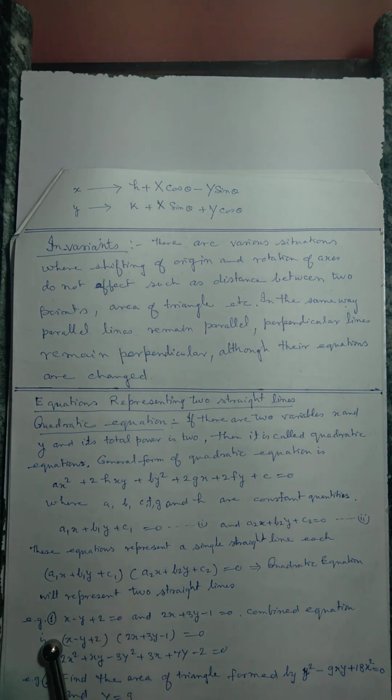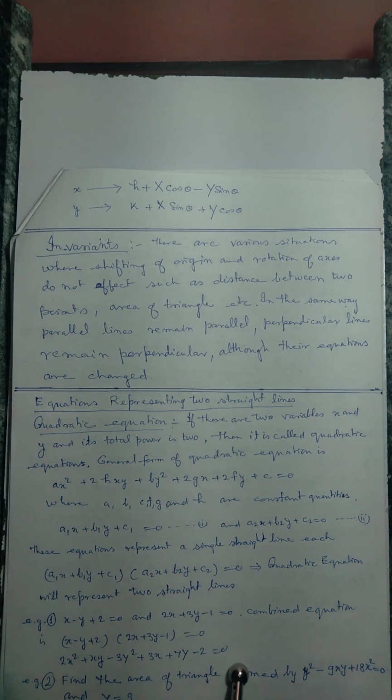For example, let us take example number 1, that is x minus y plus 2 equal to 0 and 2x plus 3y minus 1 equal to 0. Combine these equations. We will get x minus y plus 2 in one bracket. In the second bracket you will get 2x plus 3y minus 1 equal to 0.